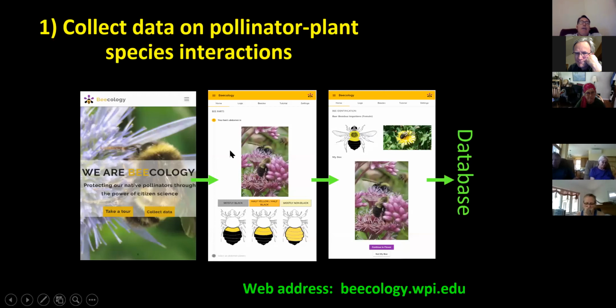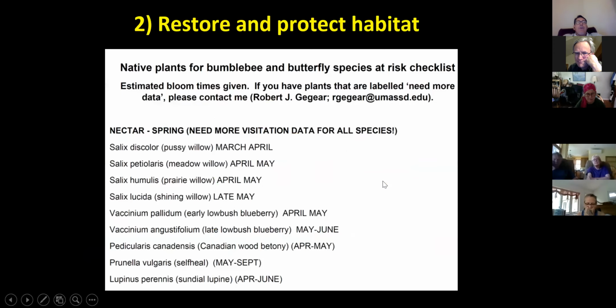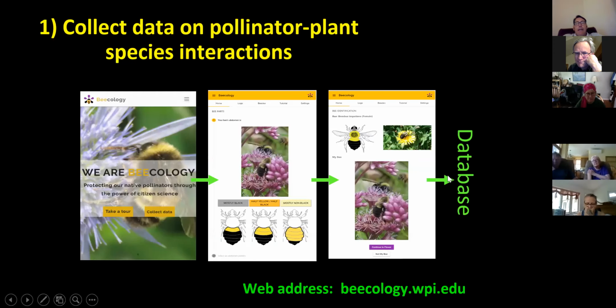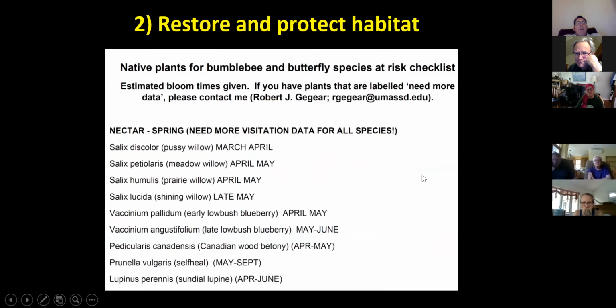So to collect data, we have the web app, which I'll talk about, where you can do short videos. The app will help you to ID not just the bee, but the plant and also the bee behavior. You put it into our database. And then after, you can visualize the data. You can look at what others have found, and you can use it to decide which plants to put in a given area. And I'll talk about that more tomorrow.